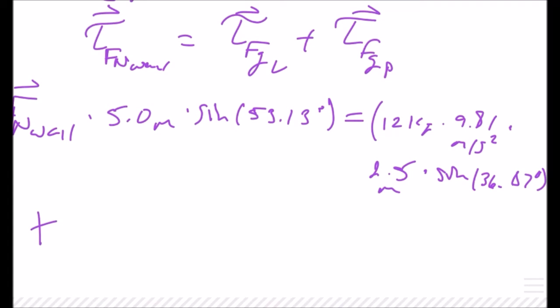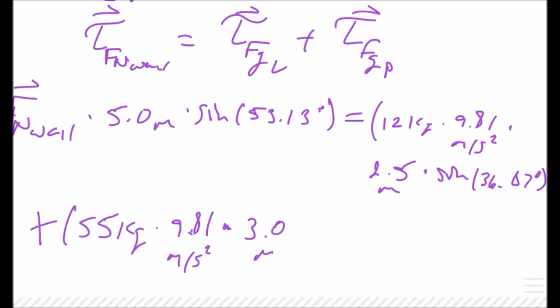now we need to do our torque caused by the force of gravity on the painter. So what are we going to say for that one? 55 what? Times 9.81 meters per second squared times 3 meters. Very good. Times the sine of that same angle, 36.87 degrees. Now, we've got some simplifying that we can do over here on the right-hand side of this equation.